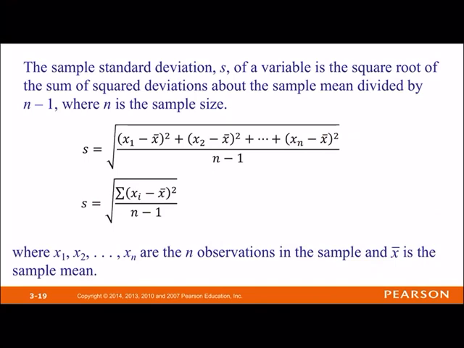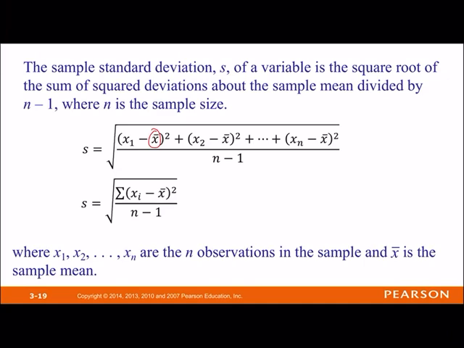Okay, so the sample standard deviation S of a variable is the square root of the sum of the square deviations about the sample mean divided by n minus 1, where n is the sample size. Okay, relatively speaking, it's pretty much the same exact formula, except the only difference is instead of using mu for the mean, you're using x with the bar. Again, that's your sample mean as opposed to your population mean.